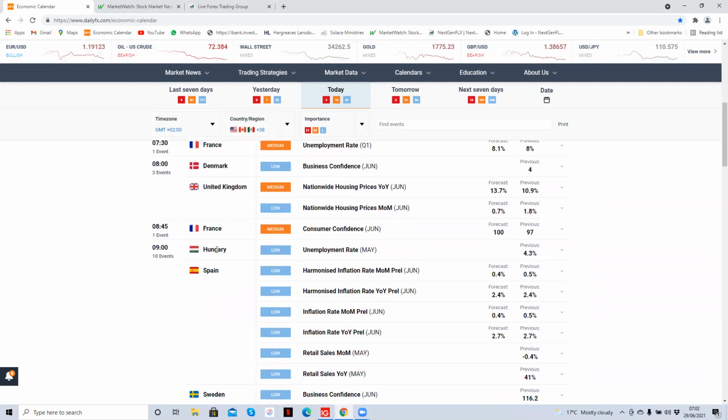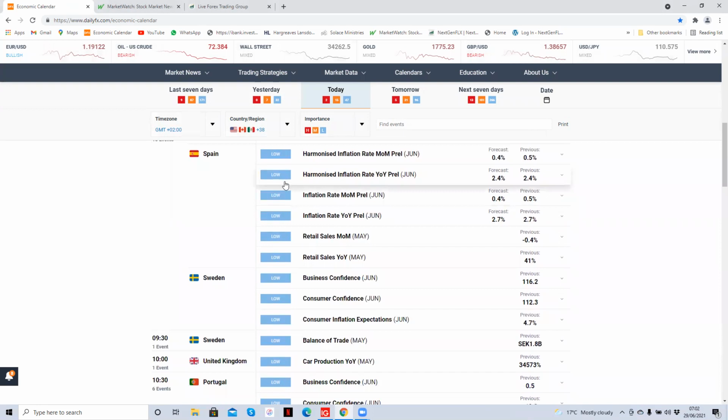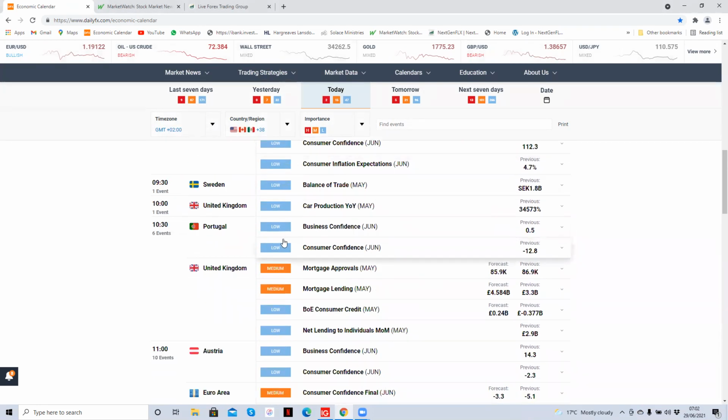Again, we can ignore France, Hungary, Spain, and reports of low importance. We could just ignore all of them. Again, at 10:30, that's from the UK again, a medium report: mortgage approvals, mortgage lending. Again, that's associated with the housing market because mortgage approvals means approving mortgages to buy houses. And if mortgage approvals have gone up, then that means there are more people buying houses.